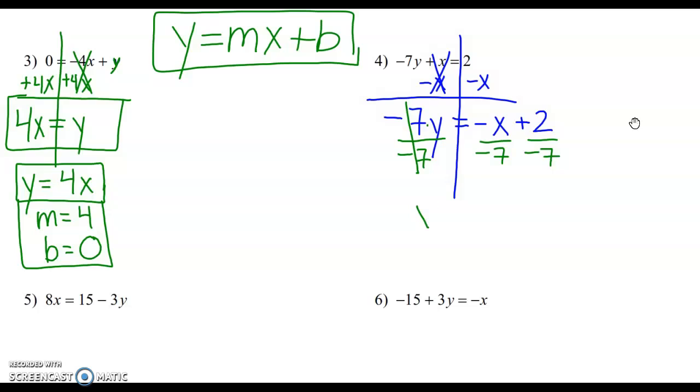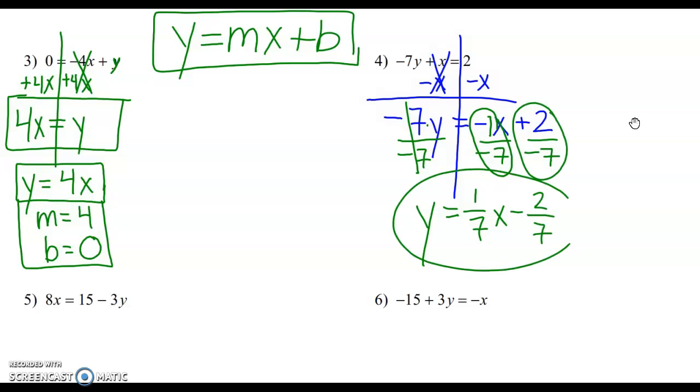So I cancel, I clean, so I have y equals invisible 1 here. So when I reduce negative 1 over negative 7, that would be positive 1/7 x. 2 over negative 7 is negative 2/7. So slope-intercept form is y equals 1/7 x minus 2/7.